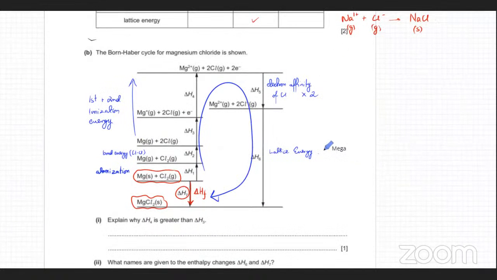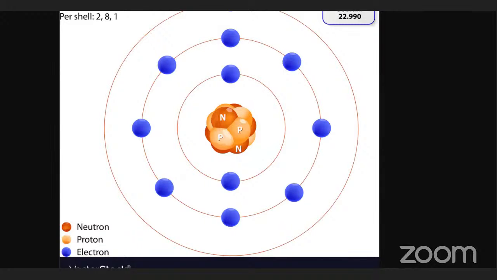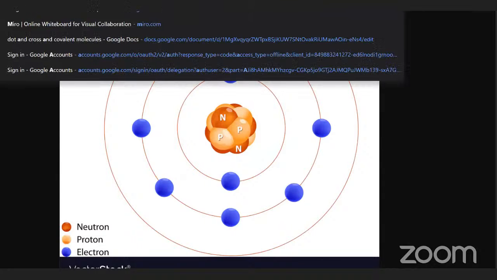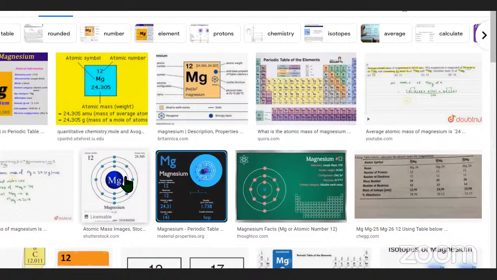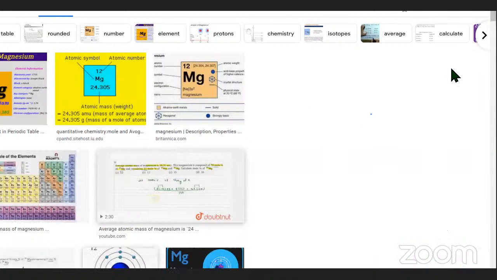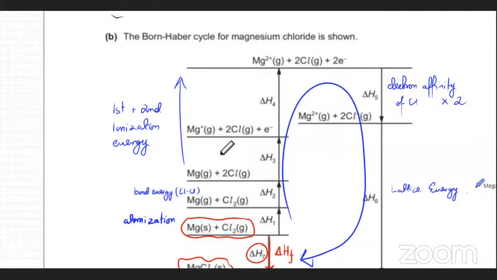So that's your lattice energy. So why is delta H4 greater than delta H3? You've got delta H3, you've got delta H4. So I'm going to copy a magnesium atom, because he's comparing the first plus second ionization energy. Let's just copy this atom and copy it here.